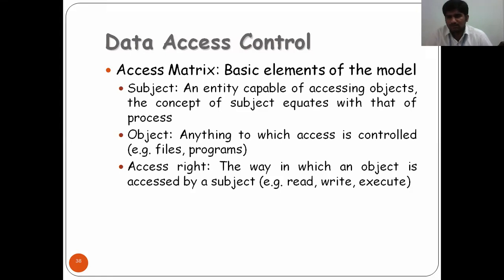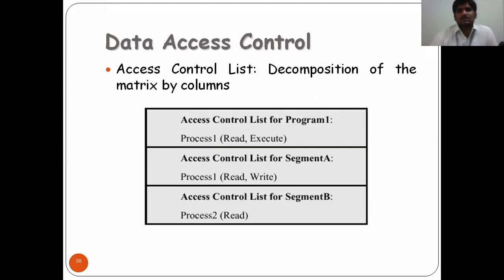So for example, you can take files and programs, all those things, as columns. The columns we can call objects, and the rows we can call subjects, and the access controls are in between, where we fill in whether it is read, write, or execute.